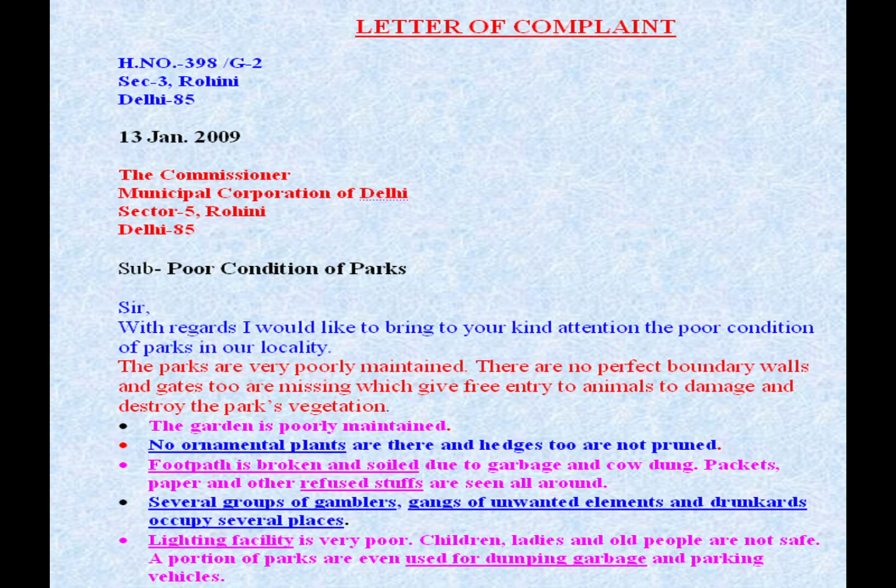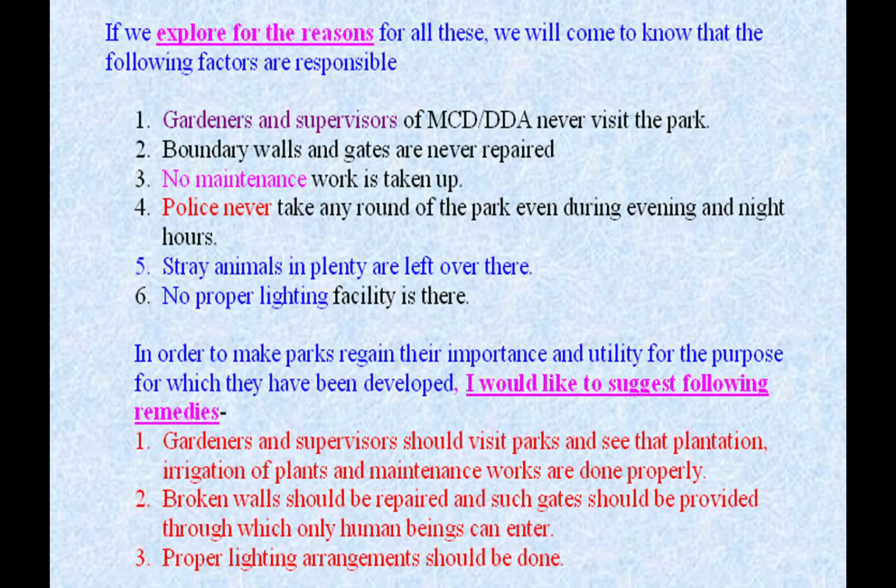Several groups of gamblers, gangs of unwanted elements, and drunkards occupy several places. Lighting facility is very poor. Children, ladies, and old people are not safe. A portion of parks are even used for dumping garbage and parking vehicles. If we explore the reason for all these, we will come to know that the following factors are responsible.